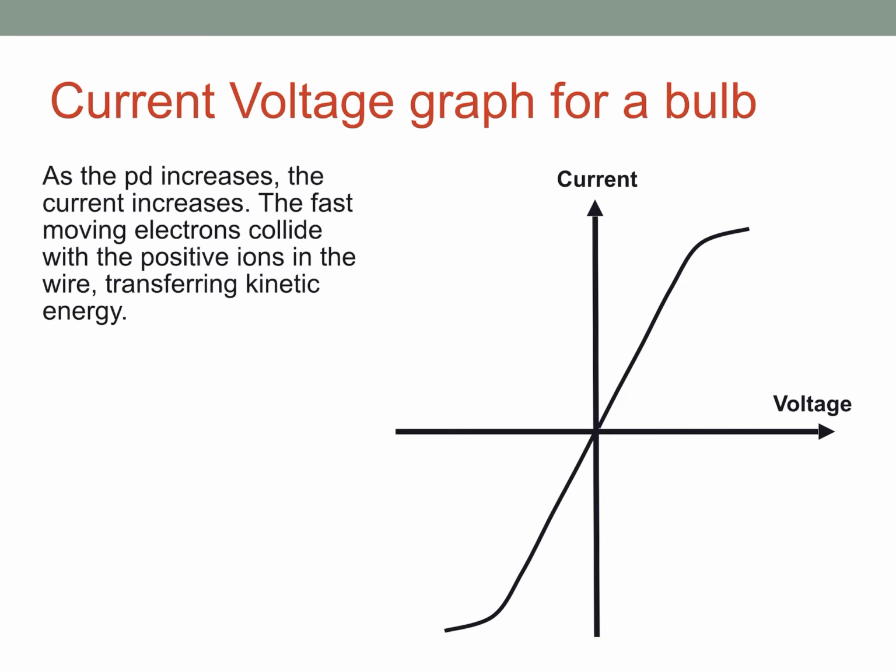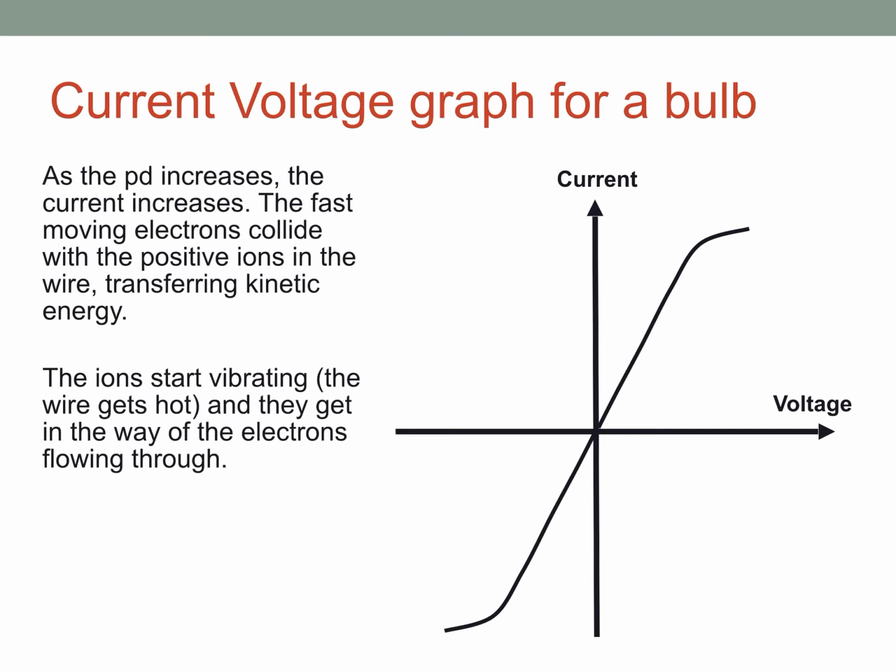The fast moving electrons collide with the positive ions in the wire. This relies on you knowing about metallic bonding in chemistry. If you cast your minds back, in a metal you have positive ions and a sea of free electrons. In electricity it's that sea of free electrons that move. As they move, they bump into those positive ions and transfer kinetic energy. The ions start vibrating, which is the same as getting hot, and they get in the way of the electrons flowing through.